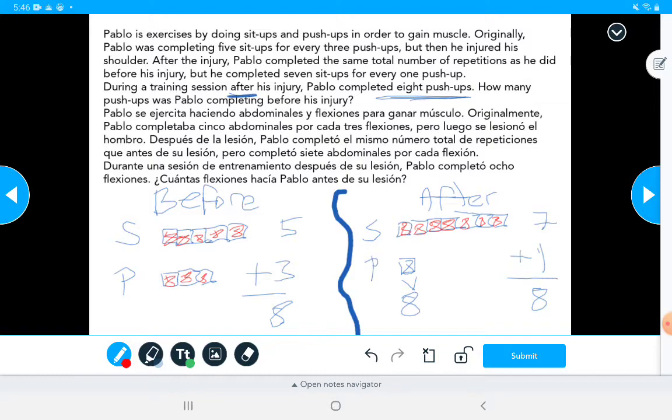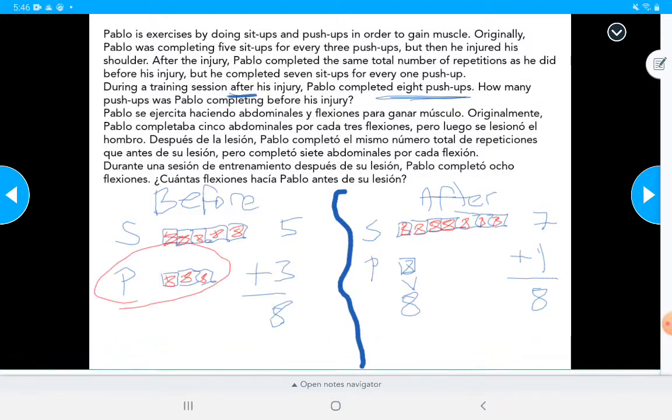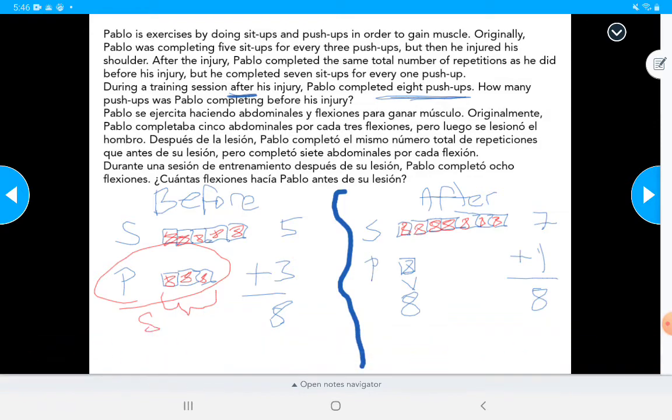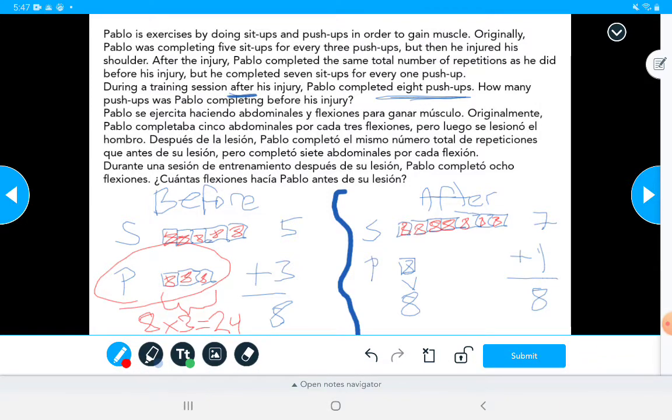Now the question says, how many push-ups was Pablo completing before his injury? So we know we have to go before his injury, and we're curious about his push-ups. So we need to find out this total. So we see 8 times 3, and we know that that's going to equal 24. So before his injury, Pablo was completing 24 push-ups. All right.